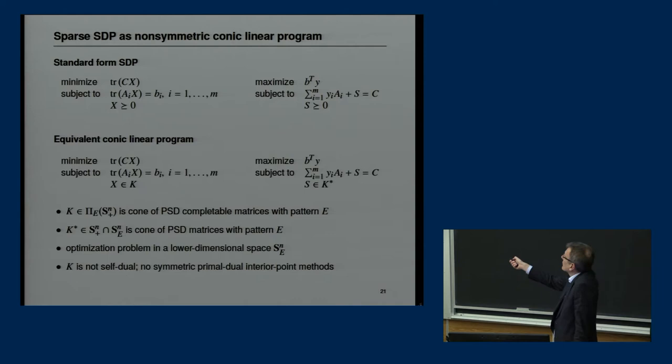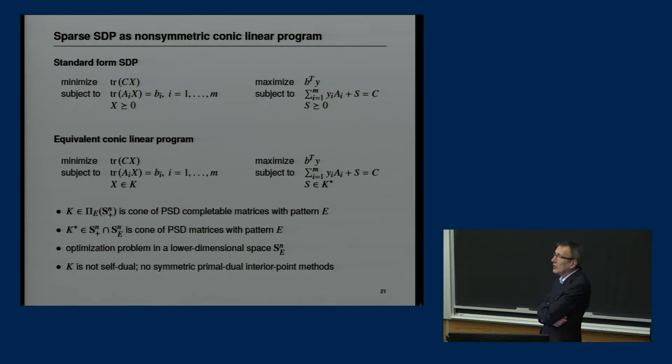So you no longer have a symmetric set of primal and dual conic optimization problems. You have a primal and a dual conic optimization problem, but with different cones in the primal and the dual. But the advantage is that the dimension of the space that you're optimizing over, the dimension of X, is much lower. So you no longer have this nice self-dual and symmetric primal-dual methods that are implemented in the standard solvers for SDP, but you can still try to solve this non-symmetric or non-self-dual pair of conic optimization problems using non-symmetric primal or dual interior point methods.